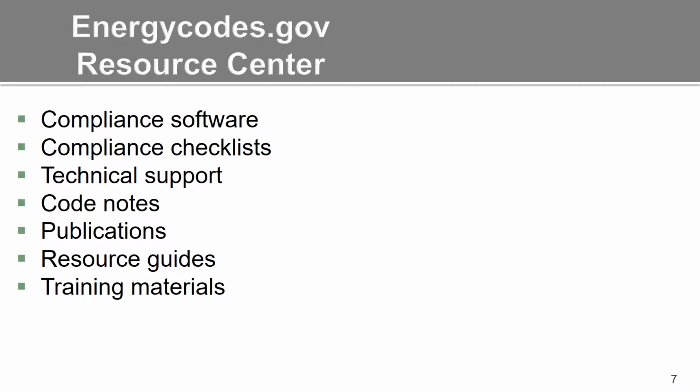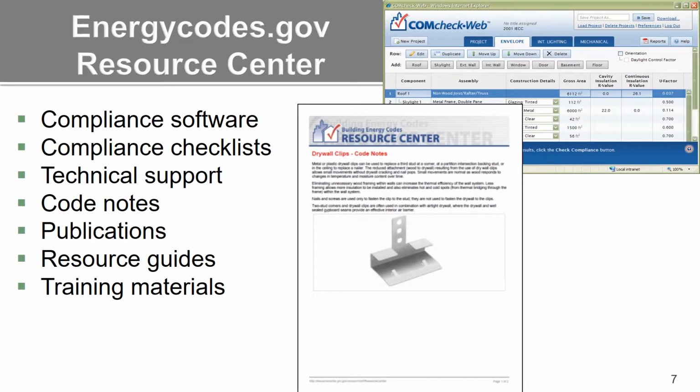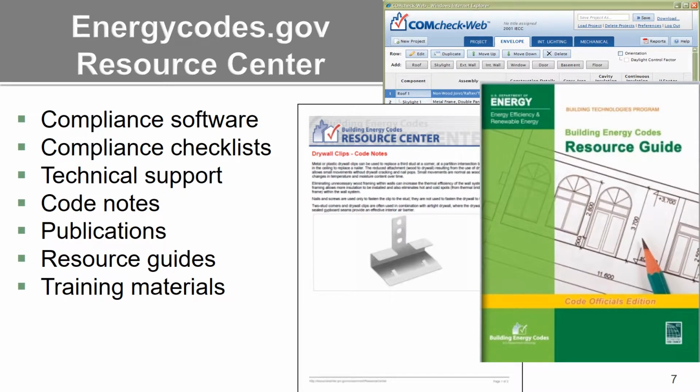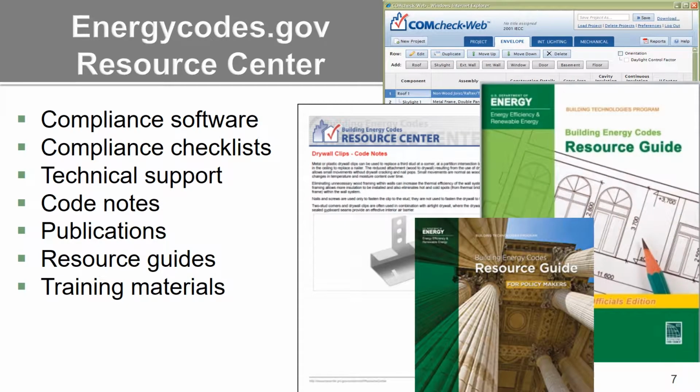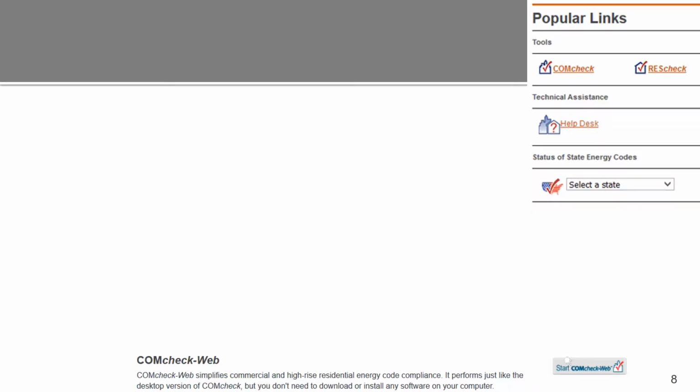Lastly, there is a resource center option to click here on the left-hand side of the page. When you do that, you'll be able to view other information such as a web-based version of CommCheck. We're using the software-based, Windows-based version. There's other resources, whether it's for the designer or engineer, for the code official, for policymakers, and for architects. So let's get into the software.